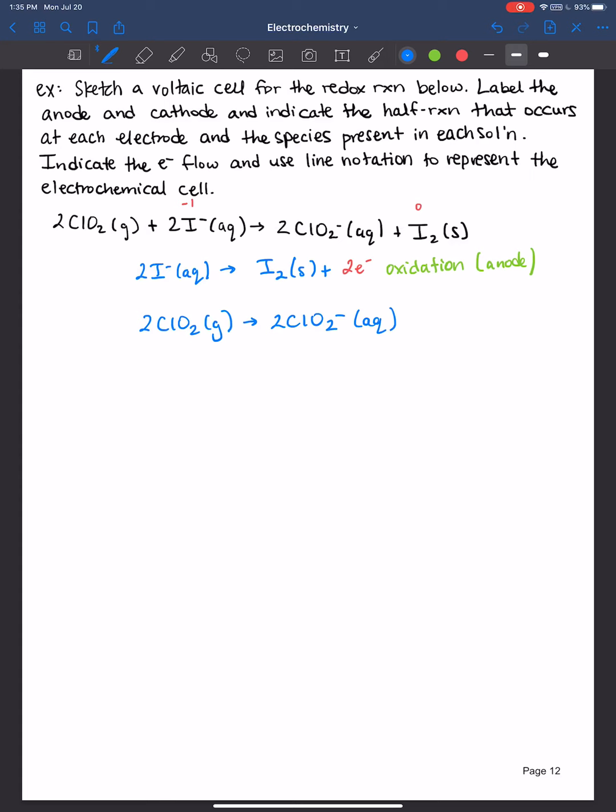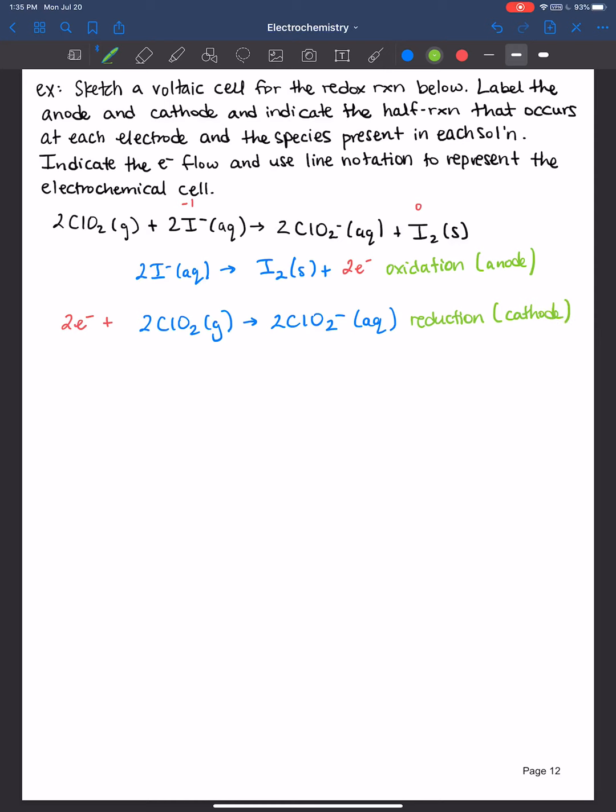And in this case here, we see that it's a -2 charge on this side and neutral over here. So how many electrons do I need to add into which side? Excellent. You need to add 2 electrons to the reactant side. Reactant means that this is gaining electrons and undergoing reduction. Reduction occurs at the cathode.